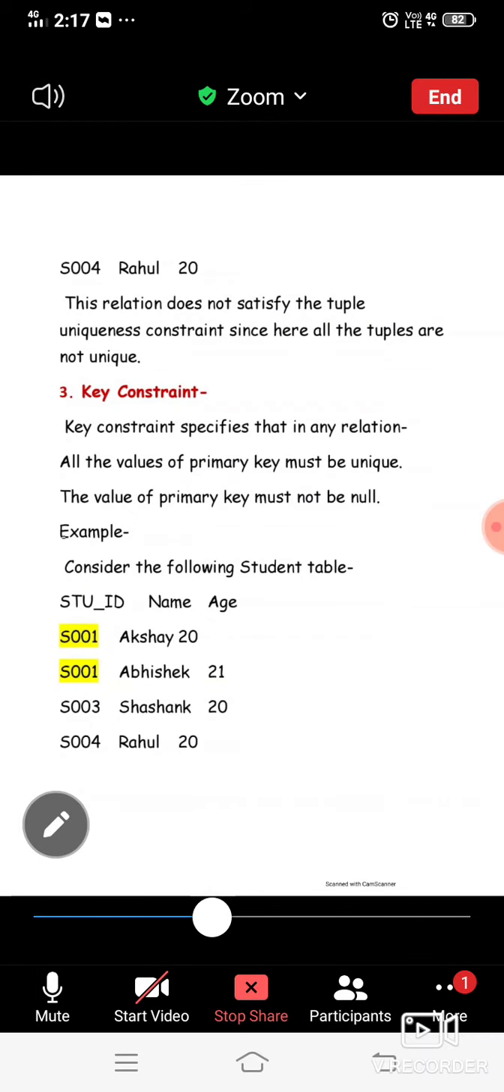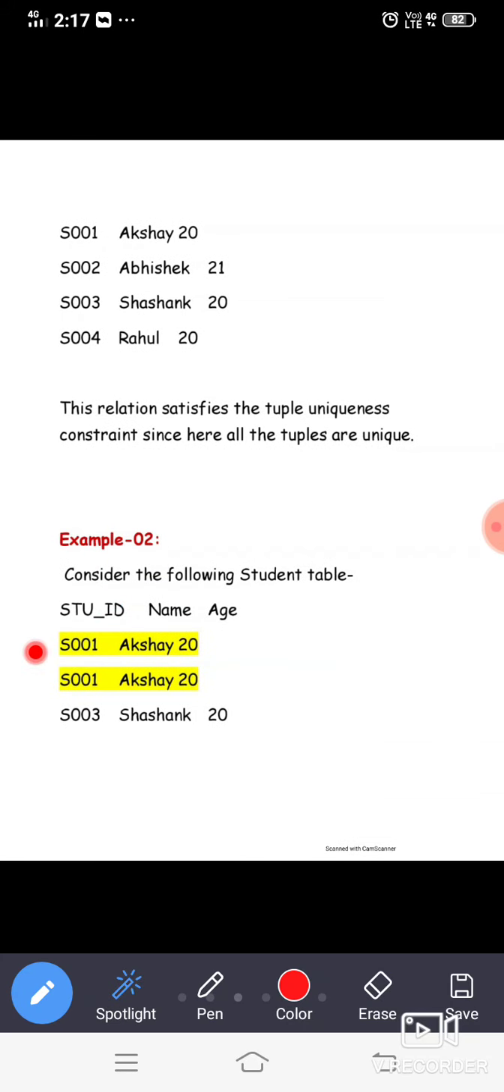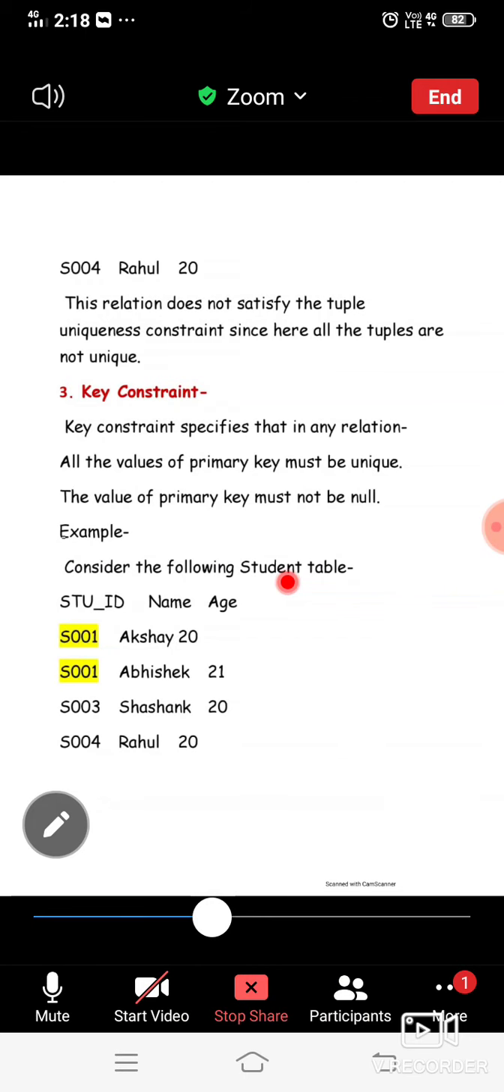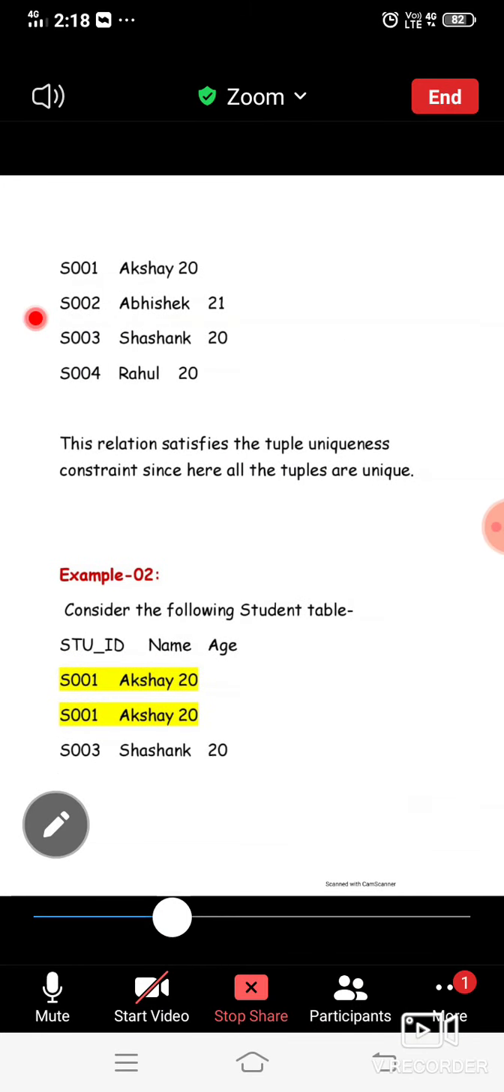Let us go for the next one. Already we have discussed that this particular table is not satisfying the tuple uniqueness constraint, but this one is satisfying it. So this is the invalid example, and this is the valid example. This is the right example and this is the wrong example. We can take both right and wrong examples to understand the constraint well. So this relation does not satisfy it, because, as we just saw, two things are repeated here.